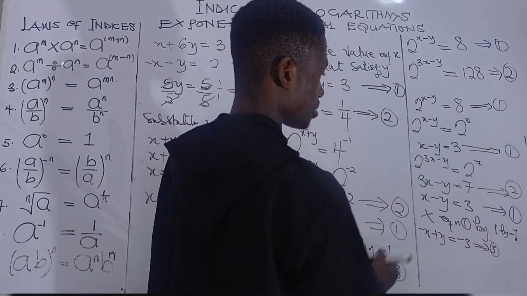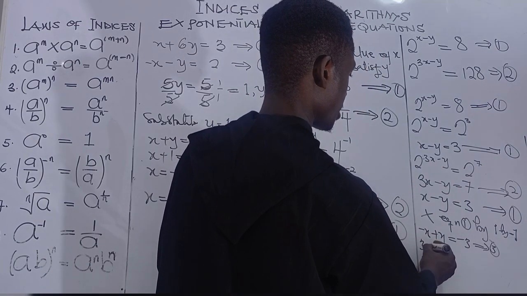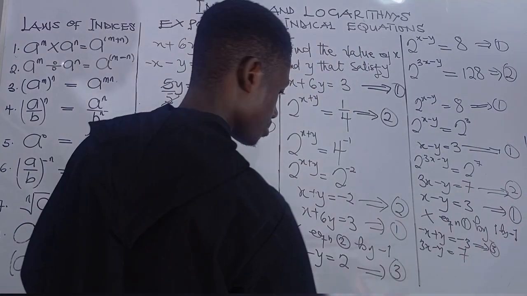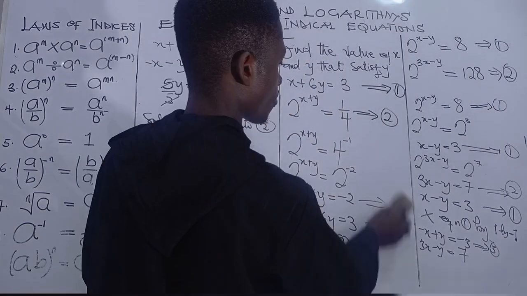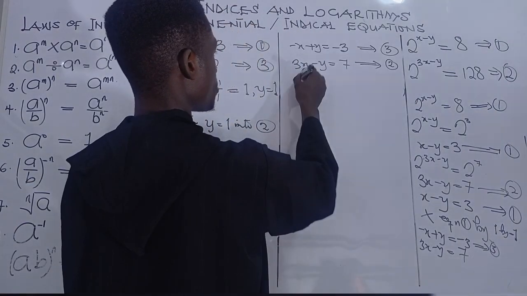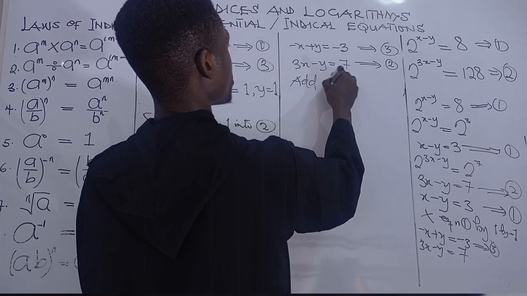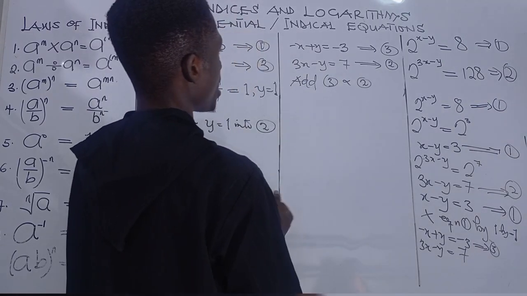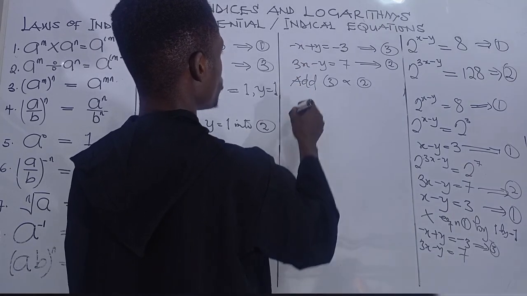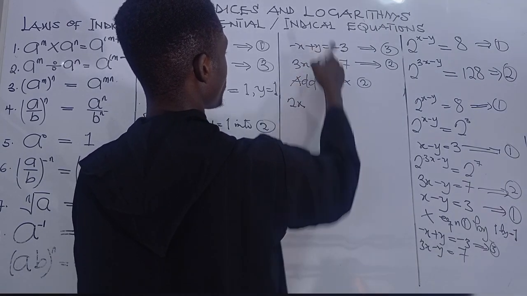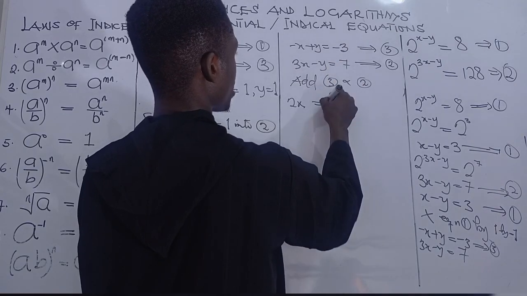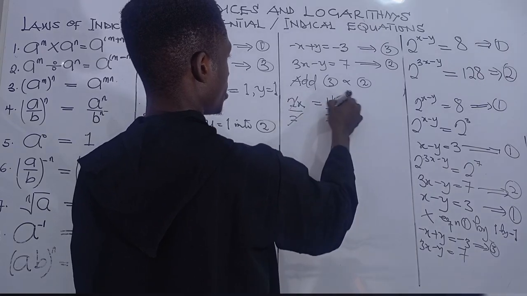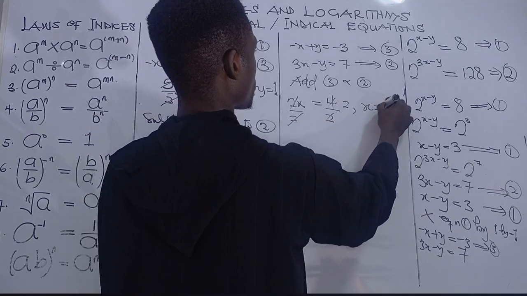Now we have equation 2 to be 3x minus y is equal to 7. So let's add equation 3 and equation 2. So we are adding them, this and that will give us what? 2x. This will give us 0. And this is going to give us what? 4. We divide both sides by 2. So we have our x is equal to 2.